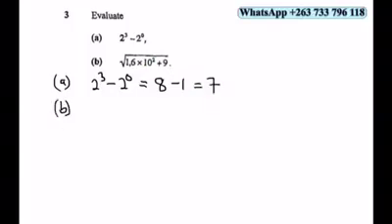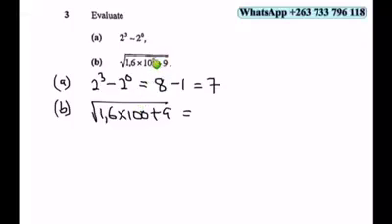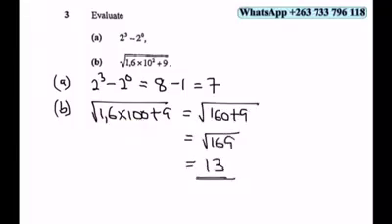On part B, the square root of 1,6 times 10 squared plus 9. So 10 squared here is 100. So it's 1,6 times 100 plus 9. According to BODMAS, we first multiply. So 1,6 times 100 is 160, plus 9. So this will give me 169. Then the square root of 169, we all know that is 13.